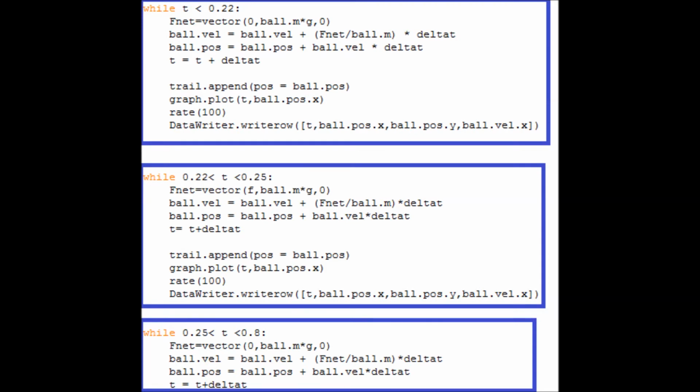I used the equation ball.velocity equals ball.velocity plus F net divided by ball.mass times delta t, and ball.position equals ball.position plus ball.velocity times delta t to calculate the position and velocity of the ball. I used 3 while loops, the first for the period of time before the ball hit the wall, the second for when the ball was undergoing the collision with the wall, and the third for when the ball was traveling away from the wall. Here we see the path that the ball travels, according to the computational model.